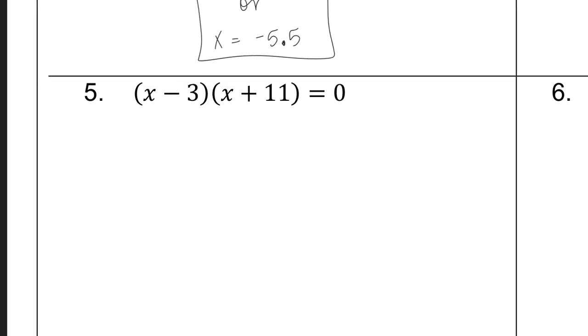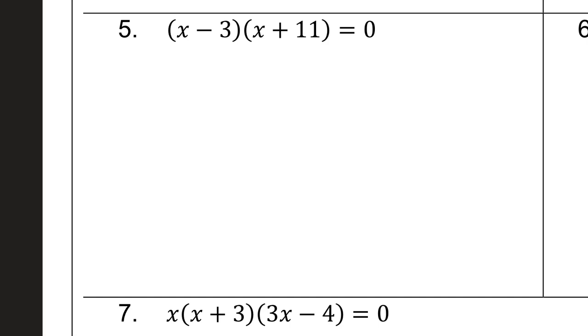Okay. Let's look at number 5. Again, we have two things multiplied together. So my first factor here is x minus 3. My second factor is x plus 11. So that means either x minus 3 equals 0 or x plus 11 equals 0. And we have to solve both of them because both answers are true.